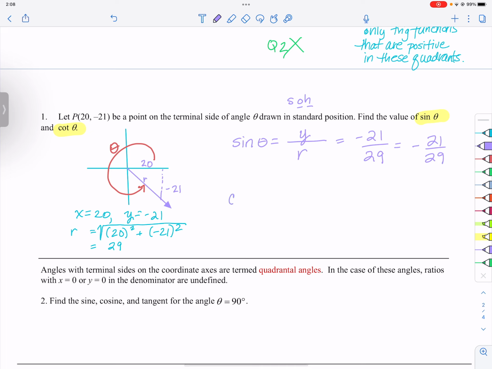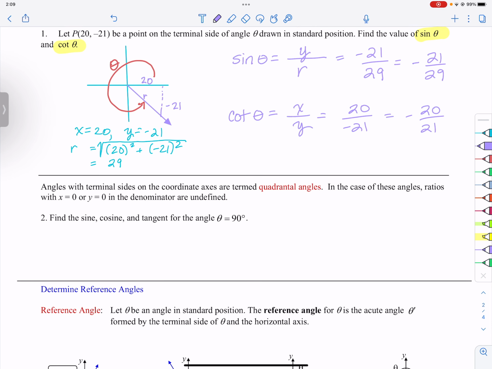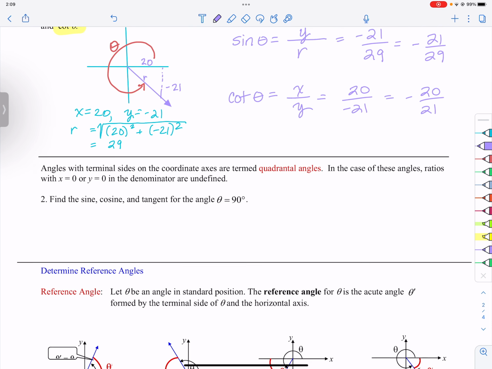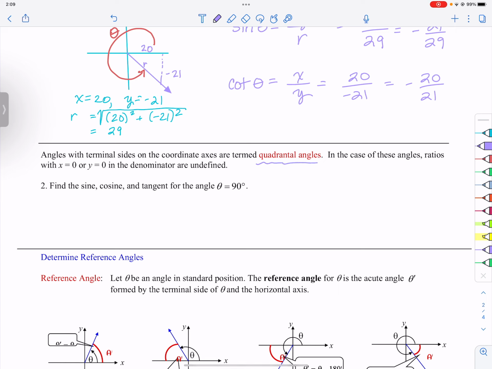Okay, let's go ahead with the cotangent. Remember, the tangent is y over x, so the cotangent is x divided by y, and we have 20 divided by negative 21. We get a negative 20/21. Angles with terminal sides on the coordinate axes are termed quadrantal angles, and in the case of these angles, ratios with x equal to 0 or y equal to 0 in the denominator are undefined. So you do want to make sure you keep that in mind.